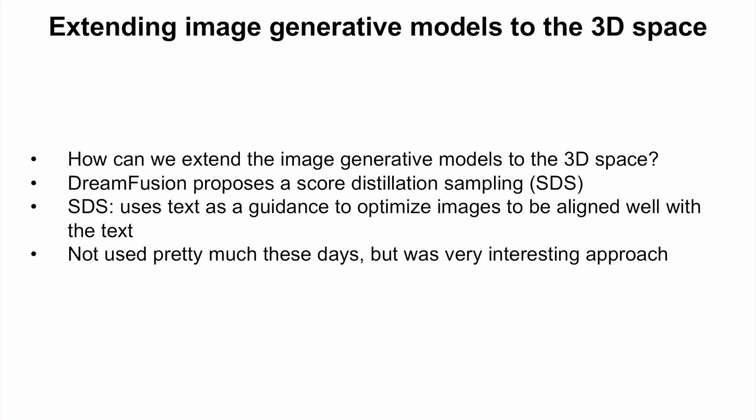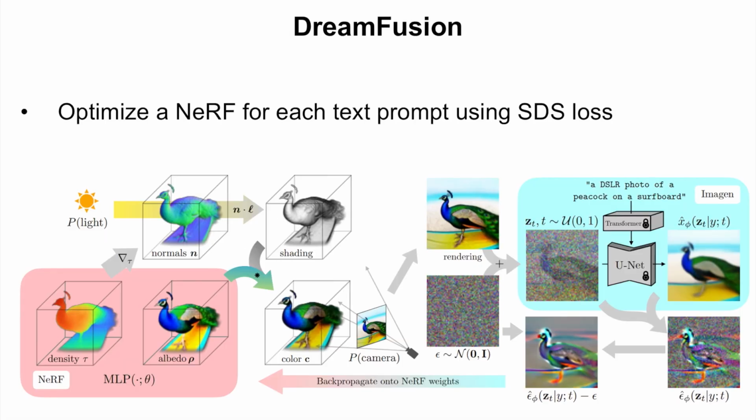But how can we extend the image generative model to 3D space? So this paper, DreamFusion, proposes score distillation sampling, in short SDS. SDS uses text as guidance to optimize images to be aligned well with the text. These days it is actually not used much, but it was a very interesting approach at that time. So in one sentence, DreamFusion tries to optimize a NeRF for each text prompt using the SDS loss. That is what this paper tries to do.